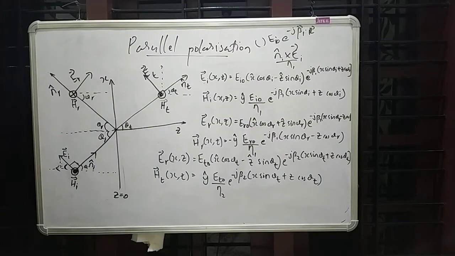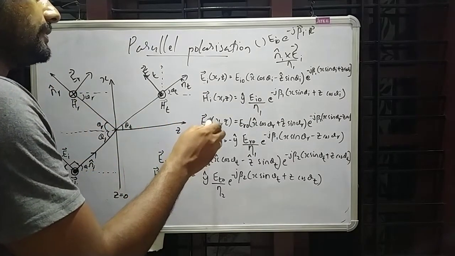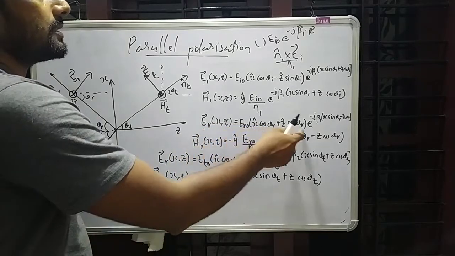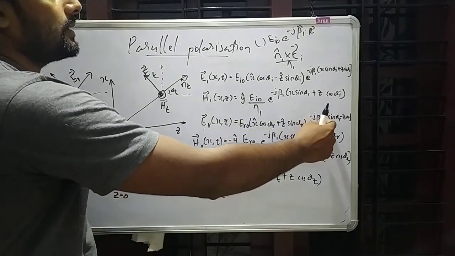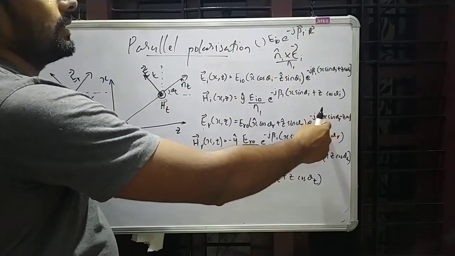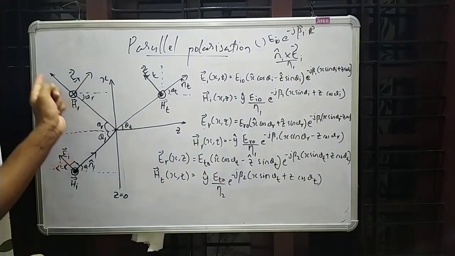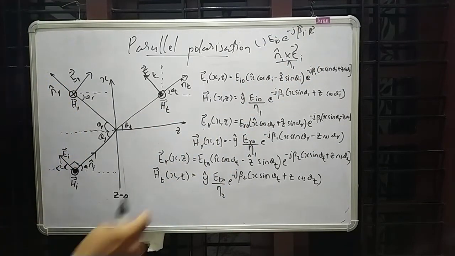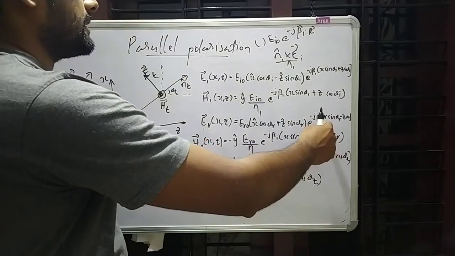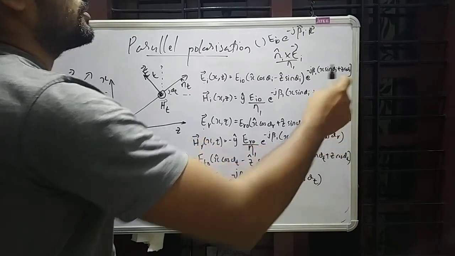As well as the reflected electric field E_r of x and z is E_r0, the amplitude, into e raised to minus j beta 1 dot r. Here the direction of beta 1 is N_r. So we found the reflected electric field: e raised to minus j beta 1 x sin theta_r minus z cos theta_r.